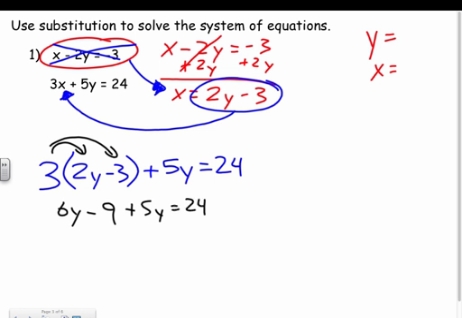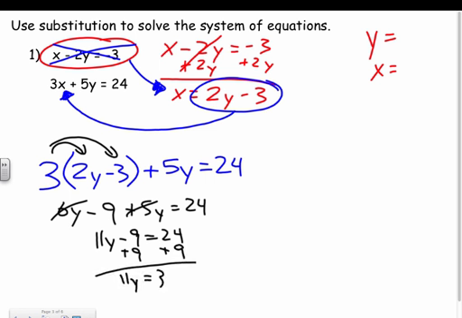So 6y plus 5y is 11y minus 9 equals 24. So we add our 9 over, and then we divide by 11. And it looks like we end up with 3. So y equals 3. That's part of my solution. I know that y is 3. But I got to plug it back in.